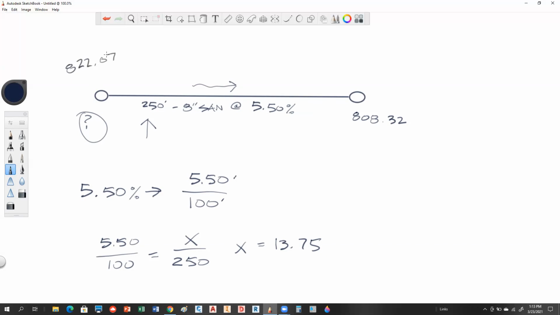Did you get 822.07? Yep. Okay, so now we've got our sewer laid out, well, we got what we need.